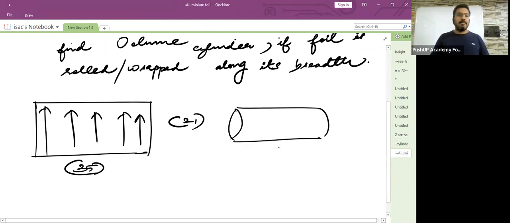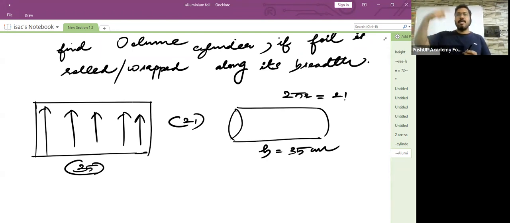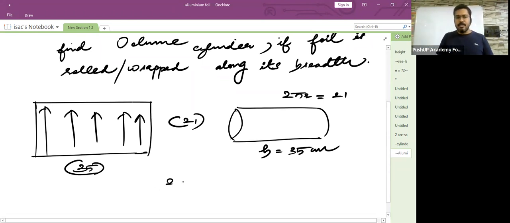This is the resultant cylinder, where the height of the cylinder will remain 35 centimeter and the circumference of this cylinder will become 21 centimeter. Isn't it? Because you folded it along its breadth. So whatever was the breadth, that will become the circumference of the cylinder. Did you all follow it? Now, children, let's find out how much it would be.